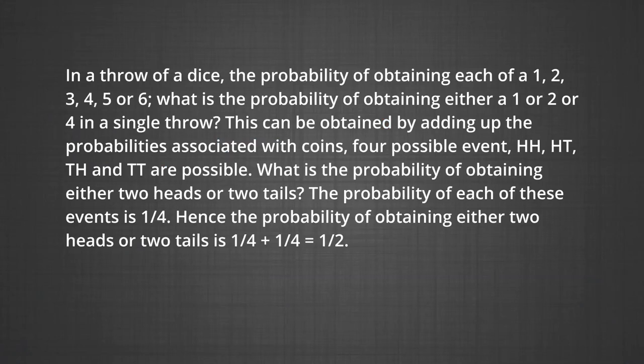In a throw of a dice, the outcomes 1, 2, 3, 4, 5, and 6 are mutually exclusive, and the probability of obtaining either a 1, a 2, or a 4 in a single throw can be obtained by adding up the probabilities associated with each. With two coins, 4 possible events, HH, HT, TH, and TT are possible. What is the probability of obtaining either 2 heads or 2 tails? The probability of each of these events is 1 upon 4. Hence, the probability of obtaining either 2 heads or 2 tails is 1 upon 4 plus 1 upon 4, that's half.